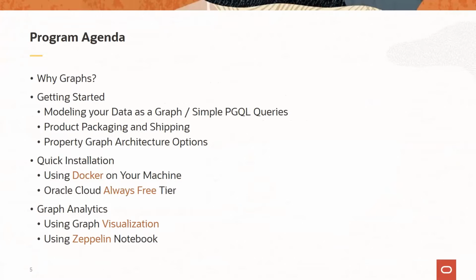So I'll start off with that, and then I will take a look at how you can model your data when your data is stored in a relational database, in an Oracle database, and then talk about how you can write some simple PGQL queries and some product packaging and shipping updates. And then Ryota will walk you through some analytics and actually using the product and do some demos to show how the product is used.